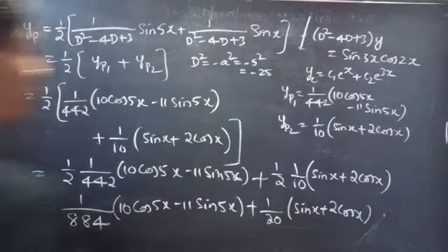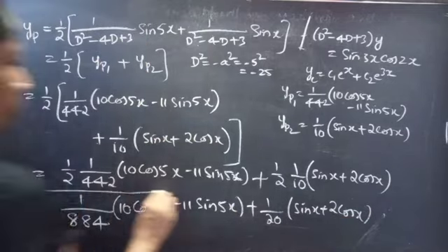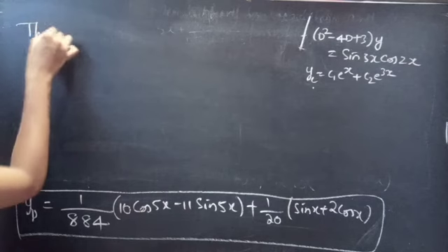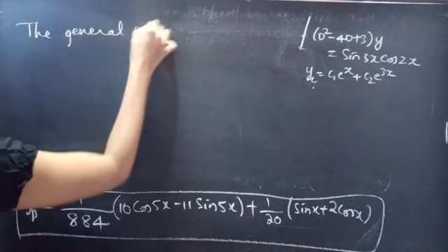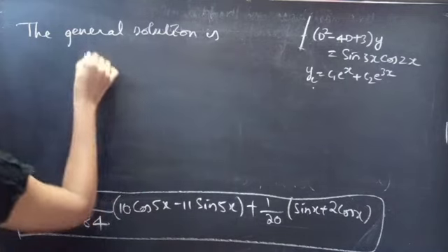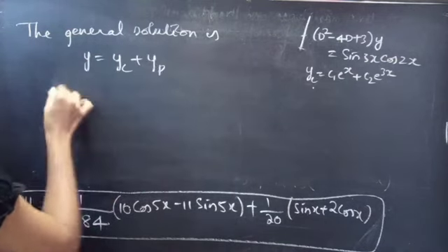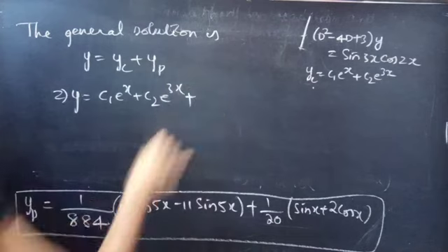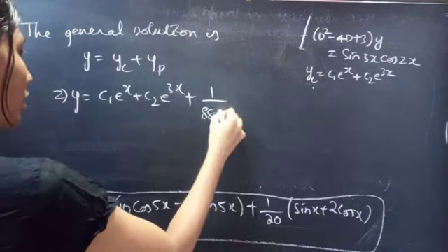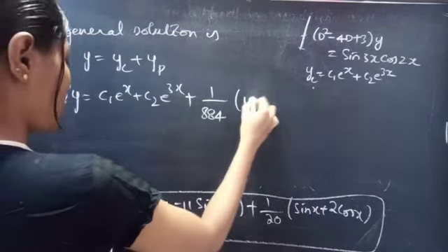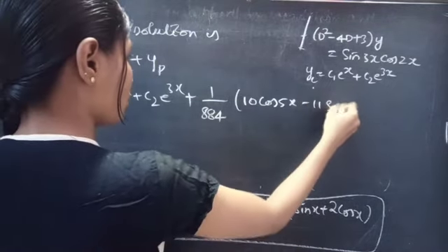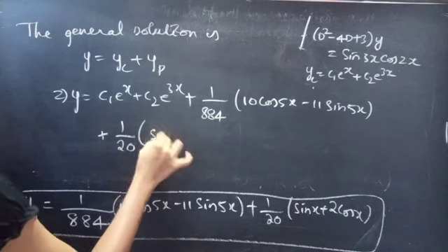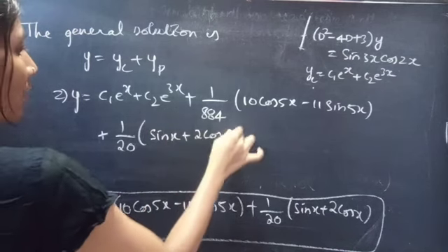Now we can find the general solution. The general solution is given by y equals yc plus yp. Then y equals, we have yc, c1 e power x plus c2 e power 3x, plus yp, which is 1 by 884 into 10 cos 5x minus 11 sin 5x, plus 1 by 20 into sin x plus 2 cos x. This is the required solution.